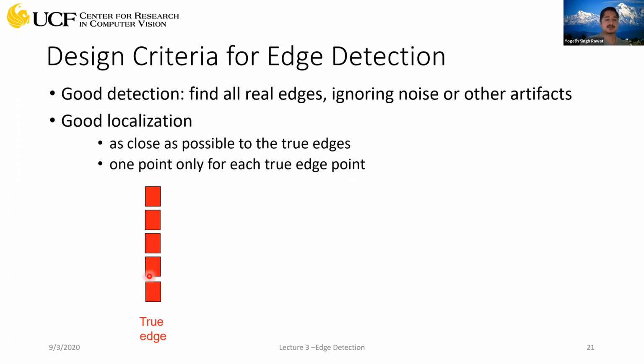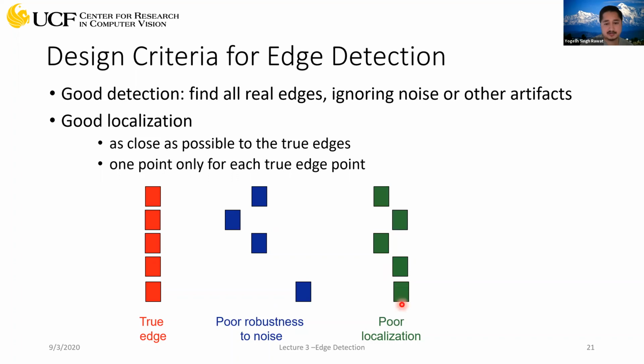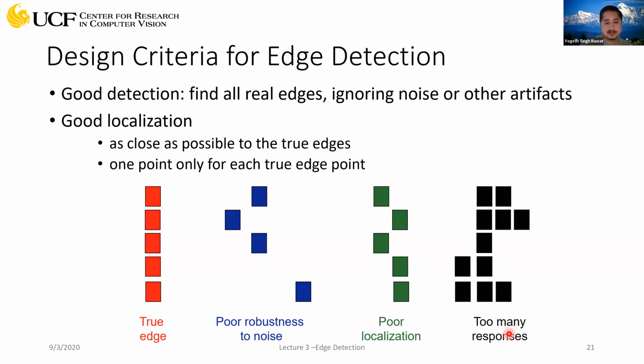So for example, if this is a true edge, and you predicted something like this, it means that it's a very poor prediction, because it's not very close to the ground truth, and it's very scattered, and that might happen due to noise. And this is poor localization, because the edge might have been in this location, but we detected it at this location. So even though your edge is good, it's not at the right location. And this last one is covering the case where you are predicting too many edges. In this case, you should have predicted only this one, not this one. So again, this is not good.